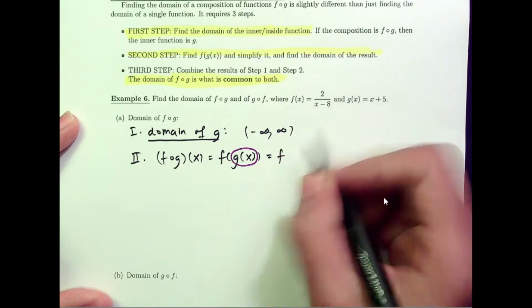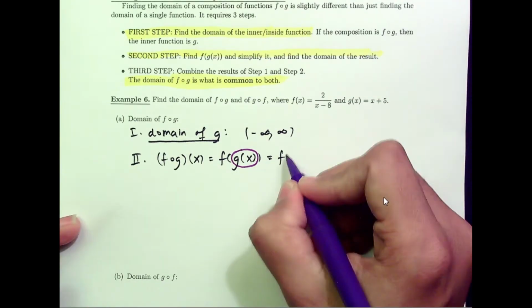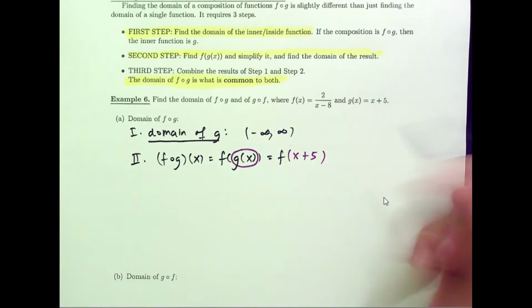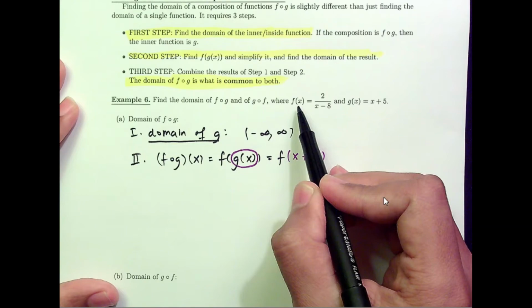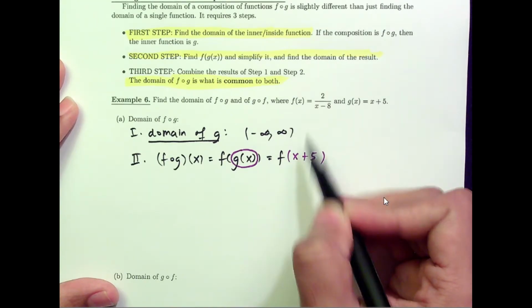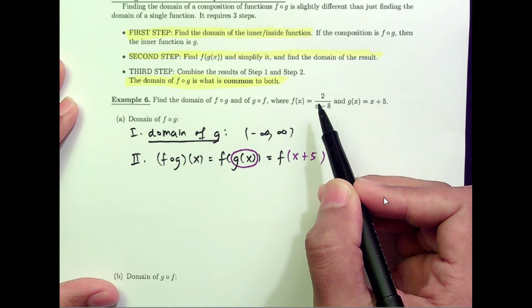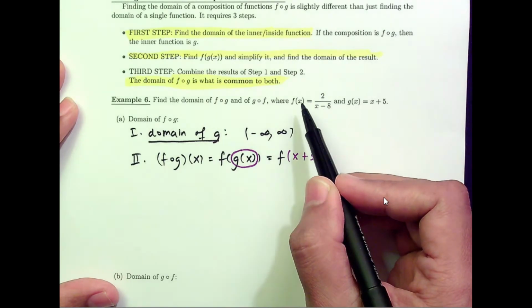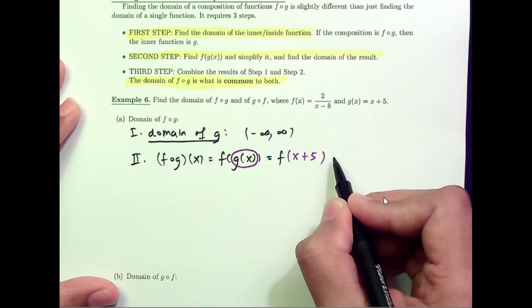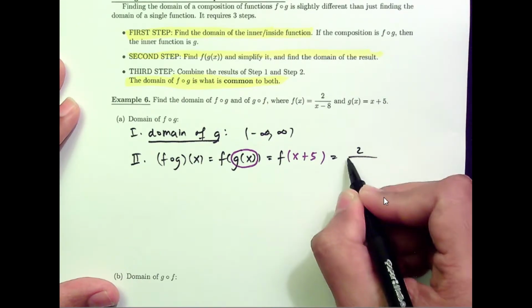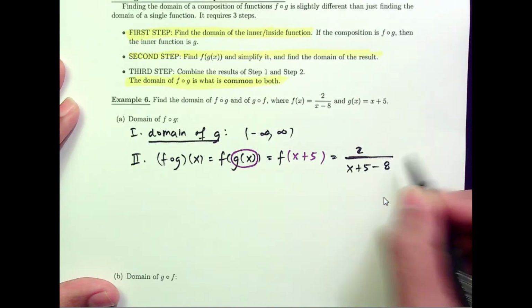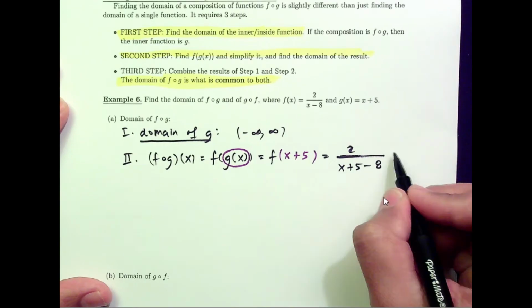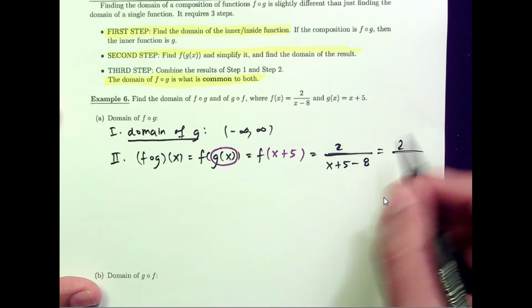So this is f of x plus 5. Okay, now in the formula for f, I replace x with x plus 5. So in this formula on both sides, wherever I see x, I'm replacing with x plus 5. So this is going to be x plus 5, and then put here x plus 5. So this is going to be 2 over x plus 5 minus 8, which simplifies to 2 over x minus 3.